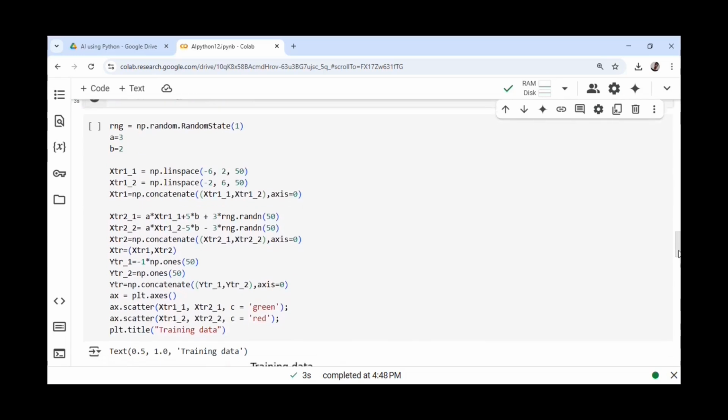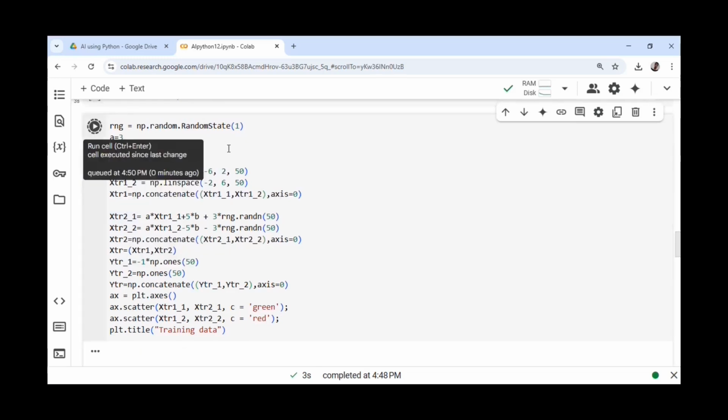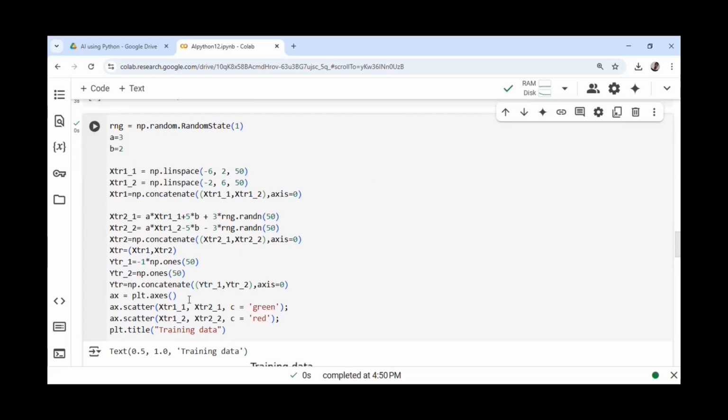Now, here we consider an example with data points from two classes, which was discussed in the previous lecture. So here the class 1 data points are denoted by xtr1_1 and xtr2_1, and the class 2 data points are denoted by xtr1_2 and xtr2_2. Similarly, the labels corresponding to these classes will be denoted by ytr_1 and ytr_2. Now we will be plotting these data points, in which the class 1 data points will be plotted in green color and class 2 in red color.